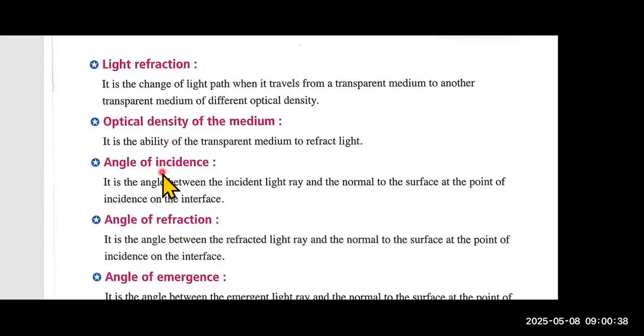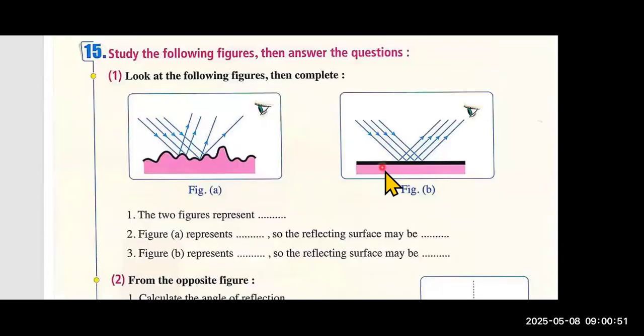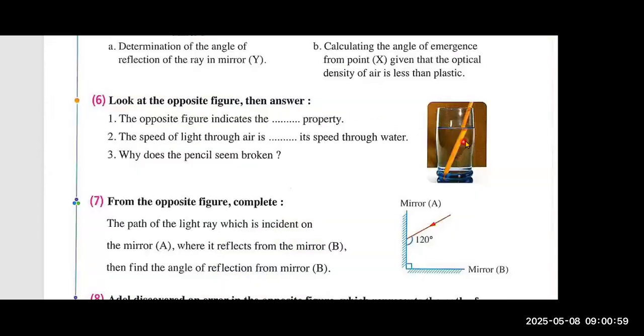Optical density of the medium is the ability of a transparent medium to refract light. Both types refer to light reflection: the regular and irregular. We can see this plant as a broken plant due to light refraction.